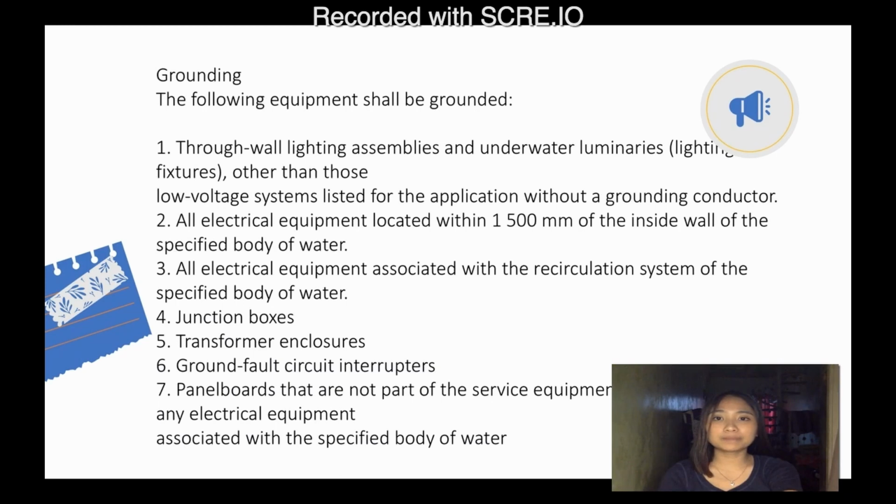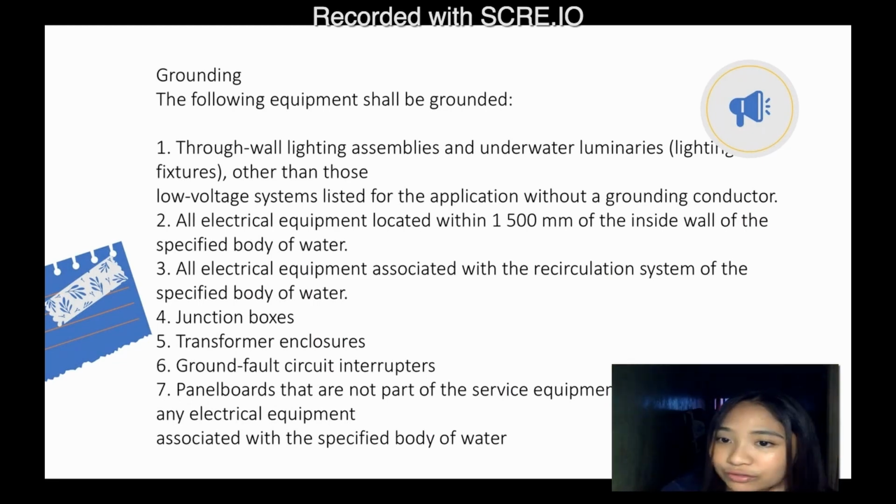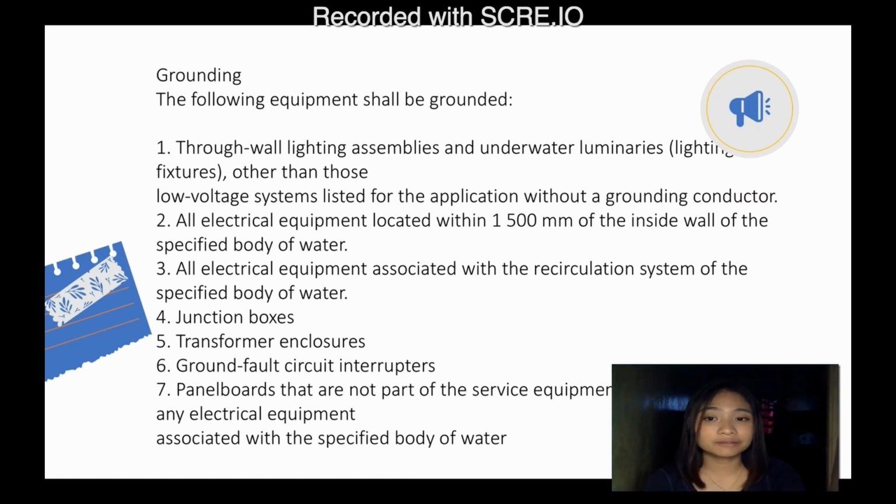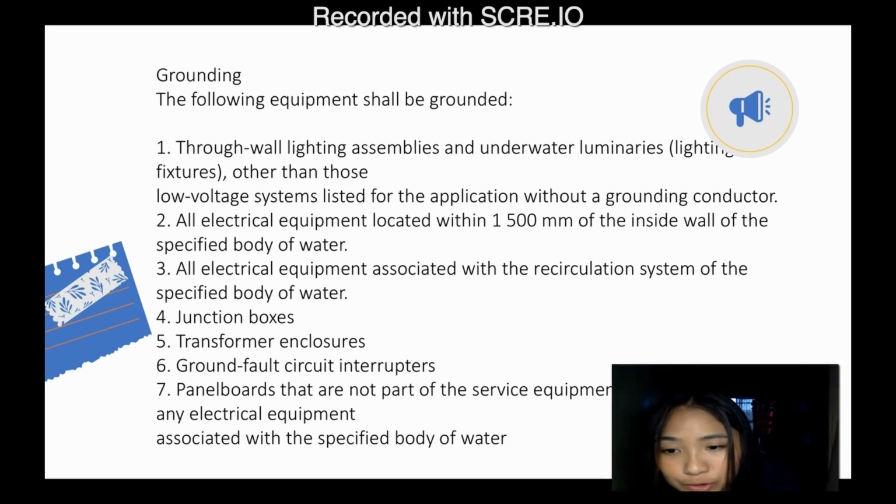So, grounding. The following equipment shall be grounded. Number 1, through-wall lighting assemblies and underwater luminaires, such as lighting fixtures other than those low voltage systems listed for the application without a grounding conductor. Number 2, all electrical equipment located within 1,500 mm of the inside wall of the specified body of water. Number 3, all electrical equipment associated with the recirculation system of the specified body of water. Number 4, junction boxes. Number 5, transformer enclosures.